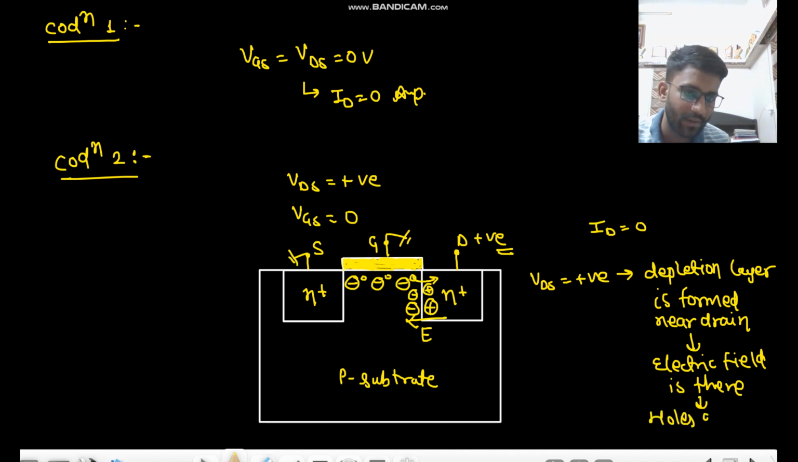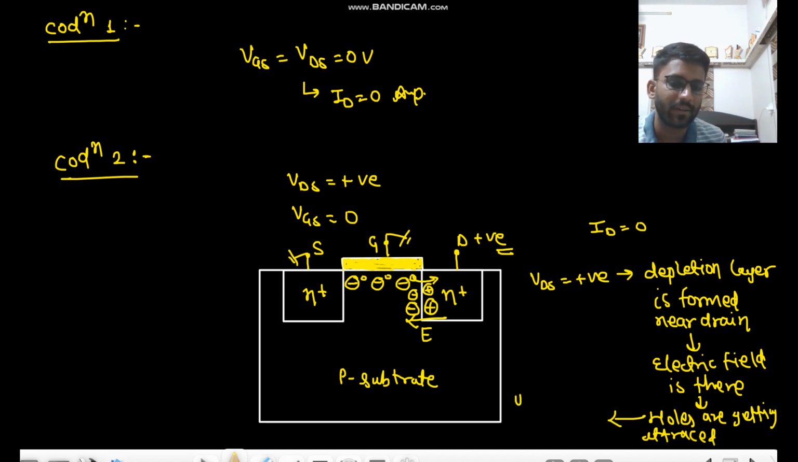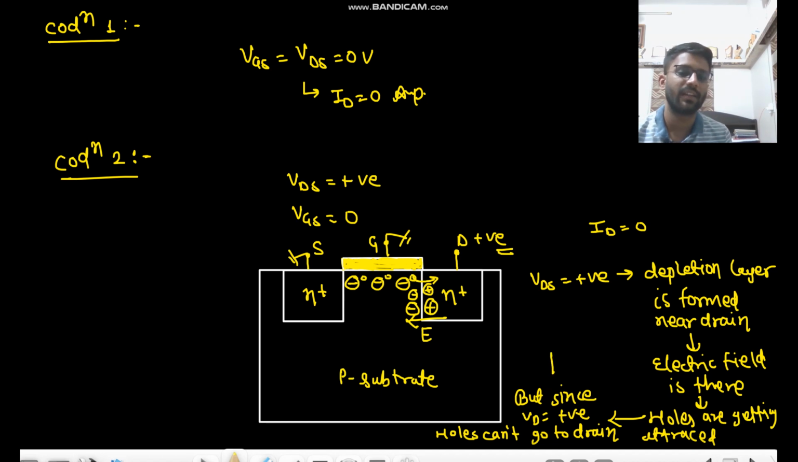Holes are getting attracted. Okay, holes are getting attracted, but since VD is positive, holes cannot go to the drain terminal. Okay, so that's why the current is 0 ampere. Okay, so I guess that is fine.